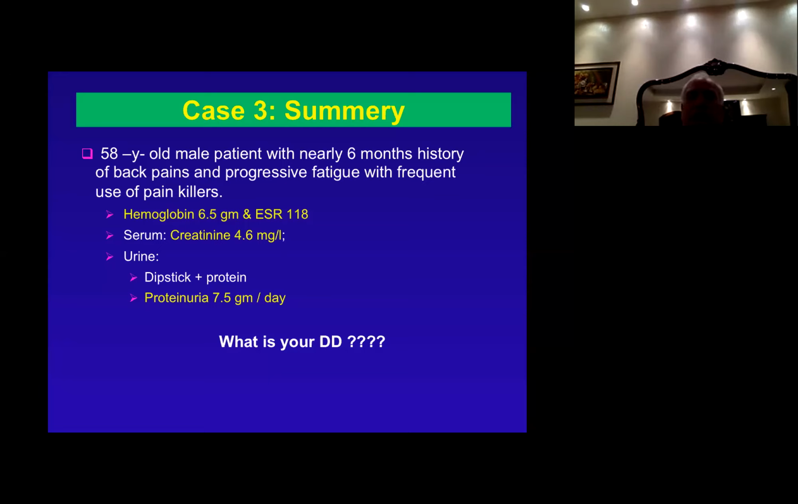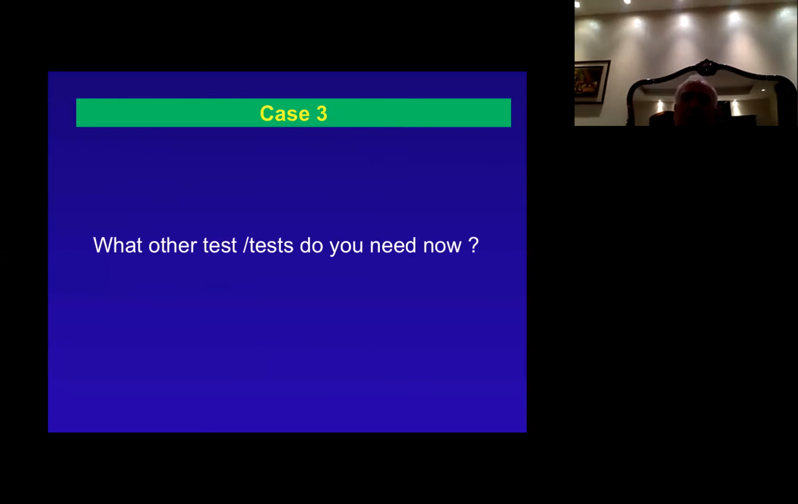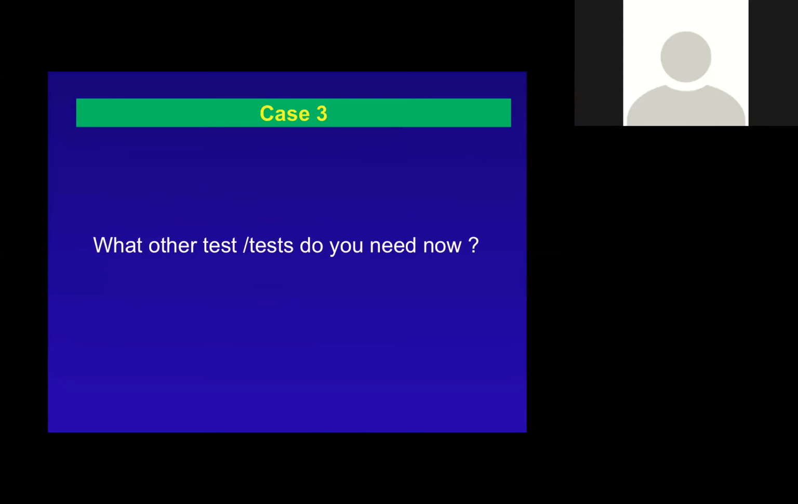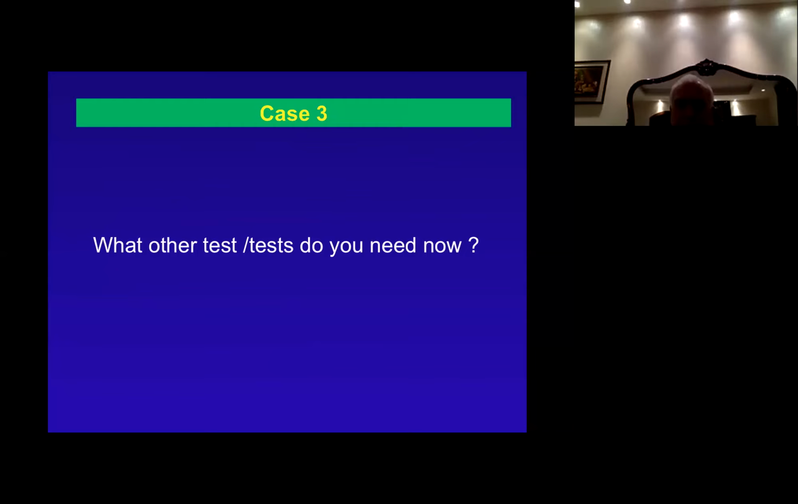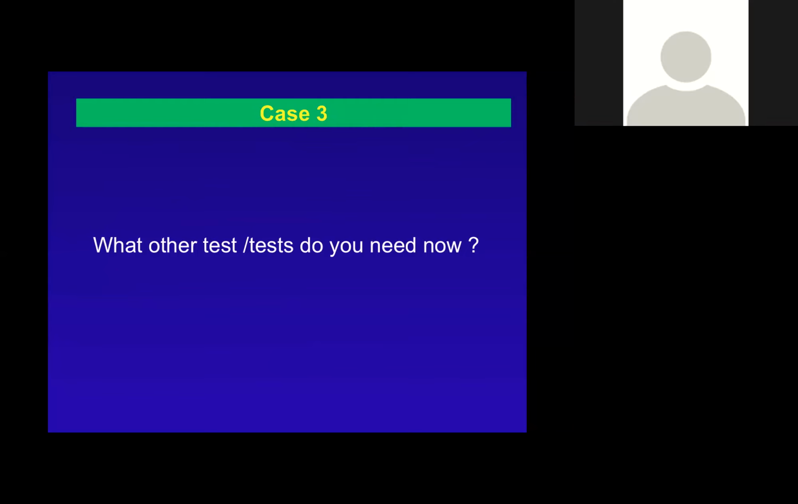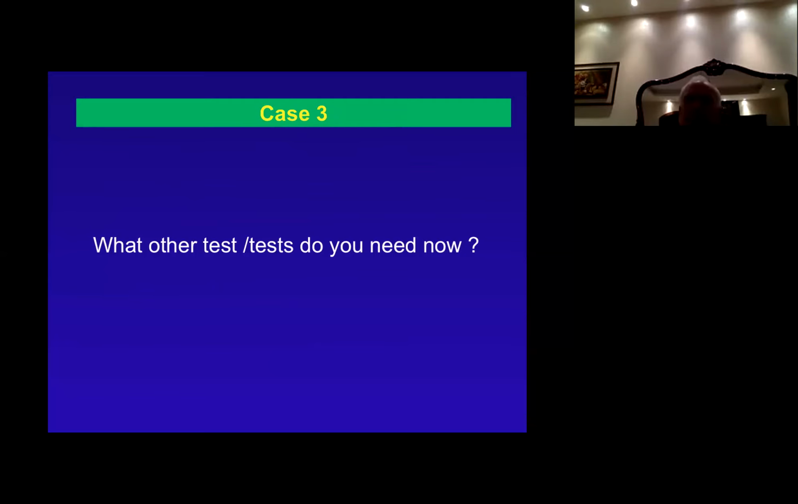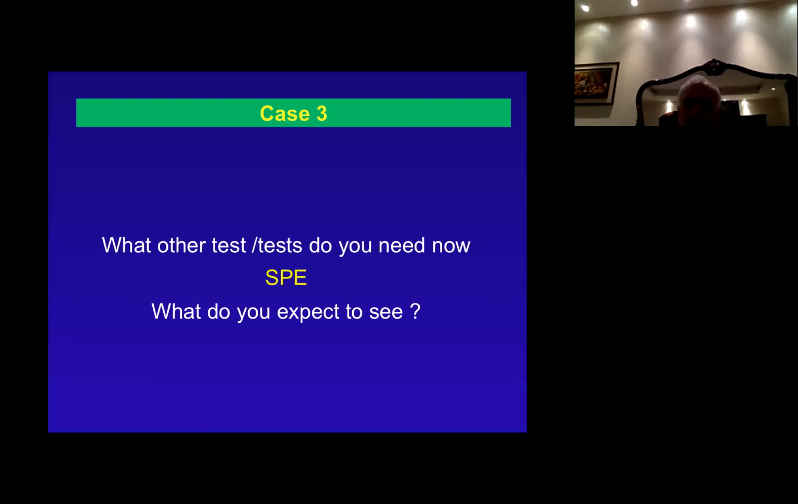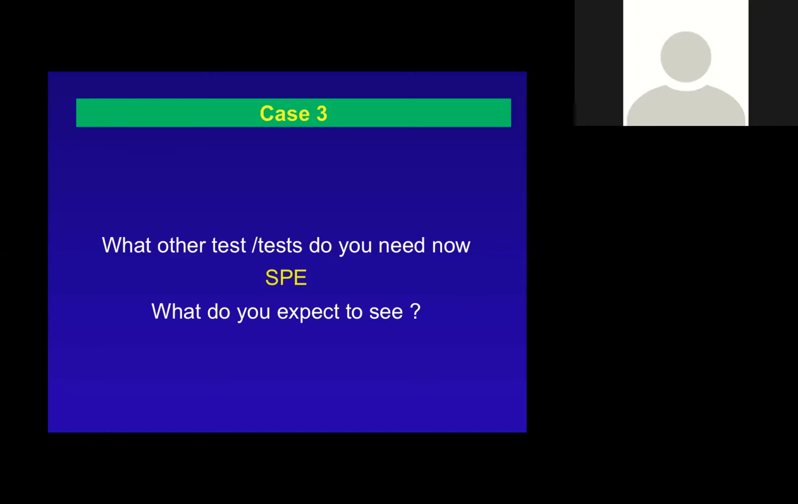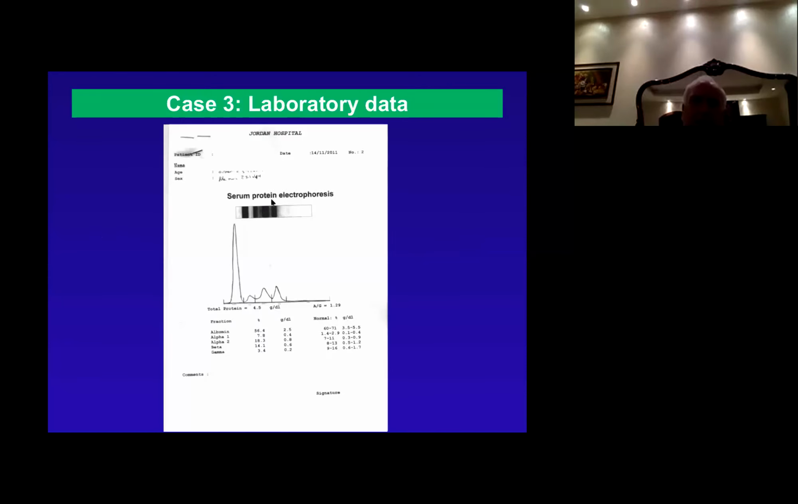So what's the next step of differential diagnosis? Any test you'd like to order now? How do they proceed? Our young fellows are suggesting testing for light chain. Well, before light chain, what about serum protein electrophoresis? This is the first step, and then to go for light chain assessment.